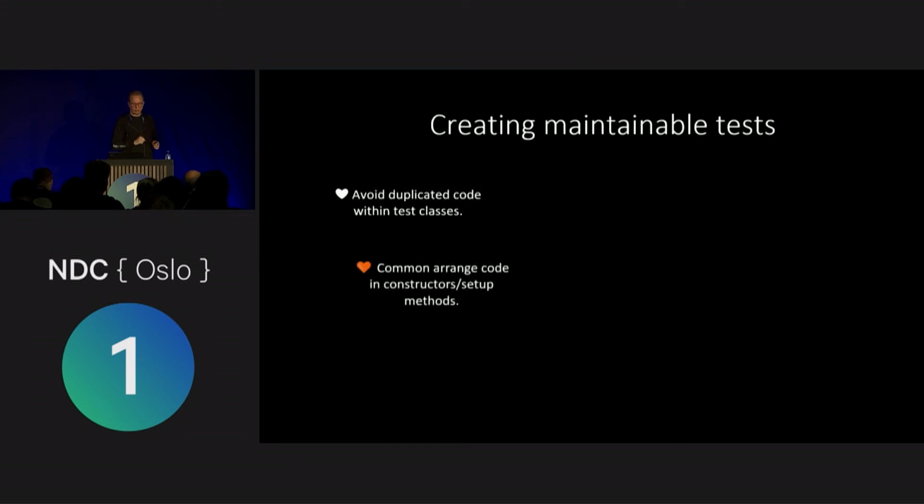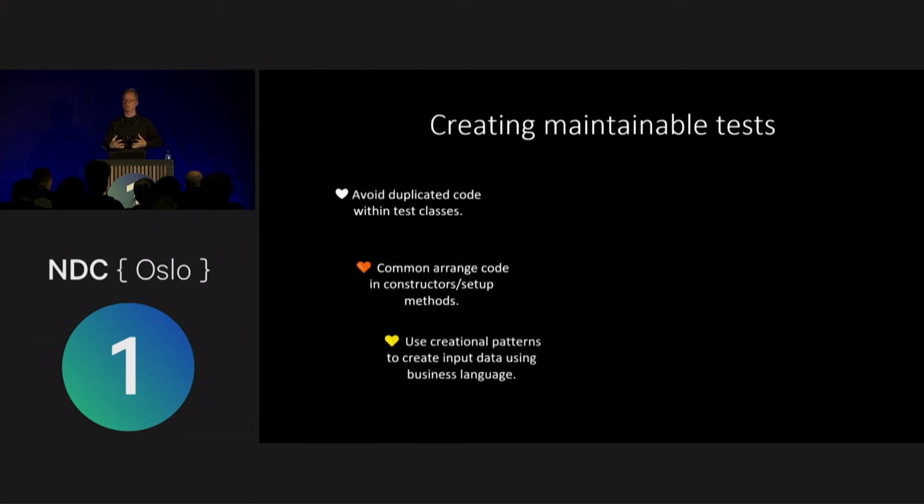So another thing I like to do is move common arrange code into constructors or setup methods. If you're using NUnit, you will have a setup method instead of using the constructor like we do in xUnit, so that we don't have duplicated stuff. Move that away and package it into something.